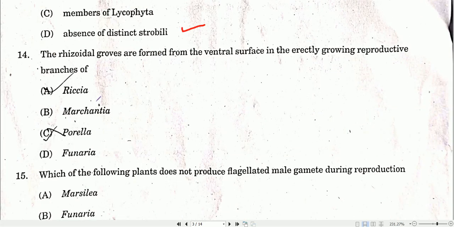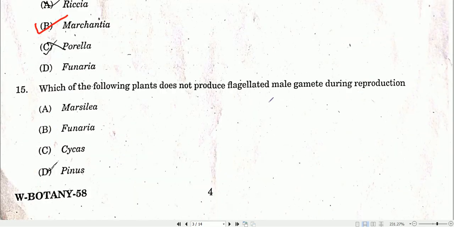Coming to question number 14, the rhizoidal groups are formed from the ventral surface in the erectly growing reproductive branches of. Okay, so that is definitely Marchantia. Option B will be the correct one. Coming to question number 15, which of the following plants doesn't produce flagellated male gametes during the reproduction? So Marsilea, Funaria, Cycas, they can produce the flagellated gametes. But in case of Pinus, there is no production of flagellated male gametes. So option D will be the correct one.